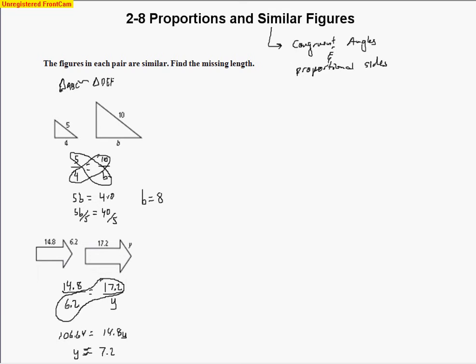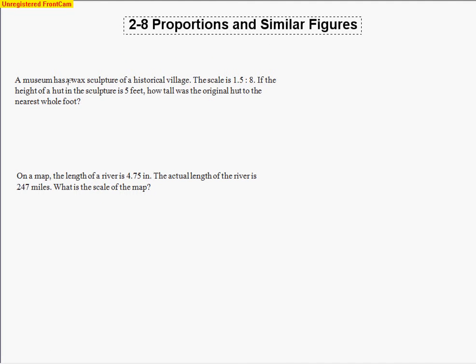So let's take a look at another type that we could end up seeing. And here it says a museum has a wax sculpture of a historical village. The scale is 1.5 to 8. Well, it doesn't say units here, but what we do know is that this is representative of the model. The first number in this case is the model, and 8 represents the actual. And so you can see it because the model is going to end up being smaller than the actual. And that kind of makes sense. It's a representation of this hut, and it's only 5 feet tall. You'd think that the hut would definitely be bigger than that, the actual.